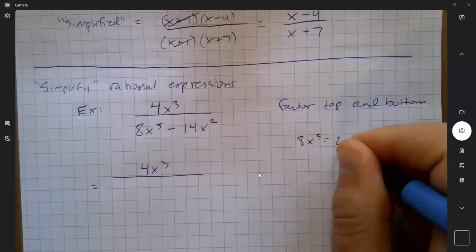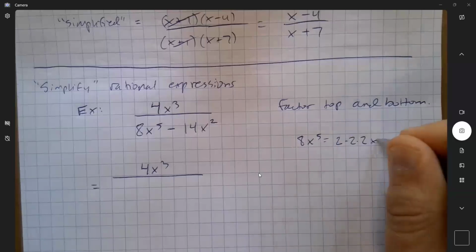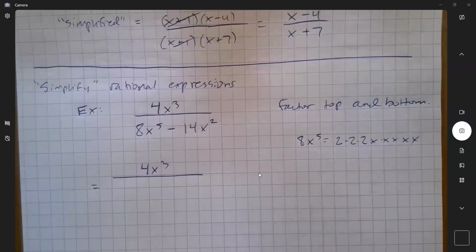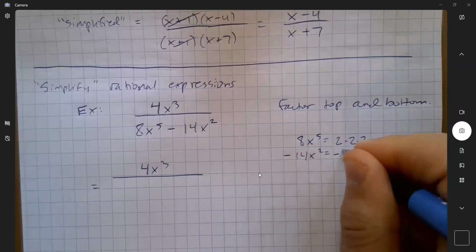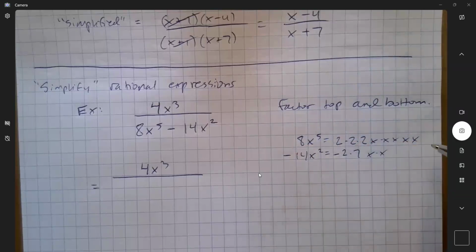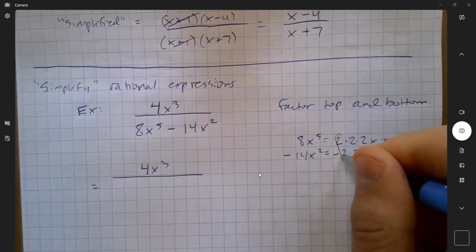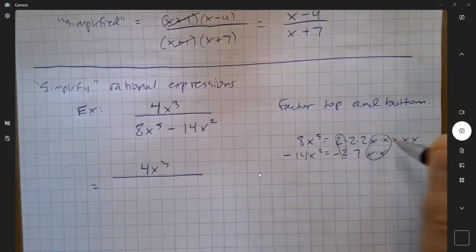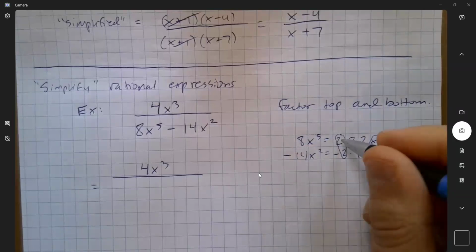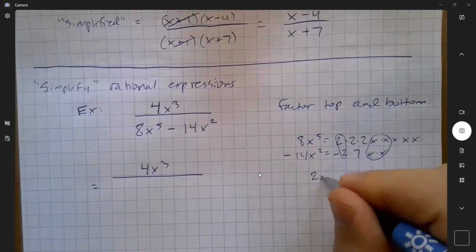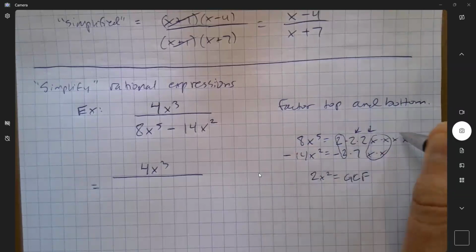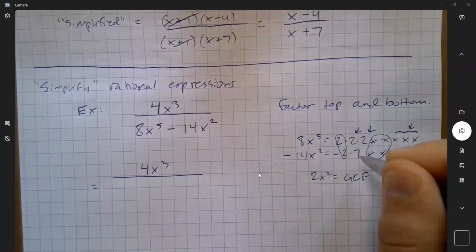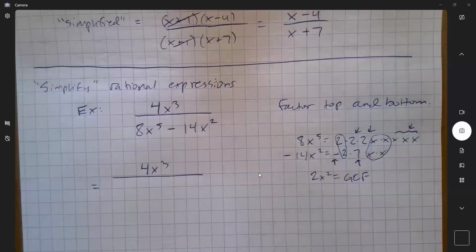8x to the 5th, 8 is 2 times 2 times 2. And then I have 5 x's. And the minus 14x squared is minus 2 times 7 times x times x. And so I see I have a 2 and an x squared. So 2x squared is my greatest common factor. And then I look for my leftovers in the top and in the bottom. Don't forget that negative sign.